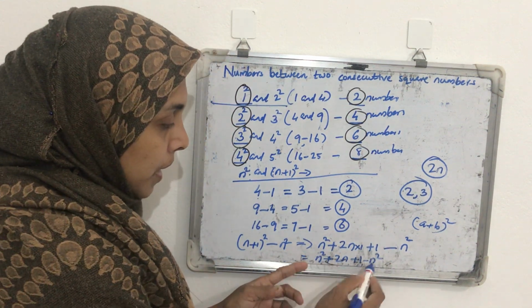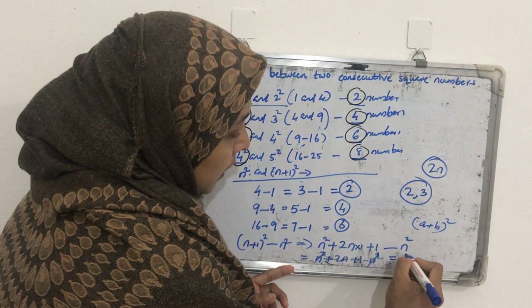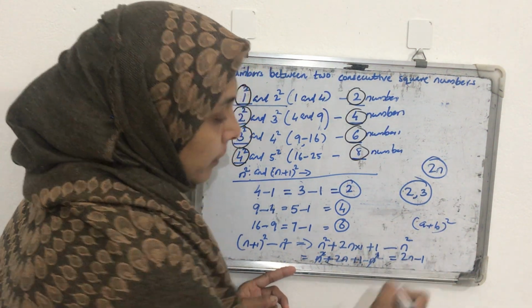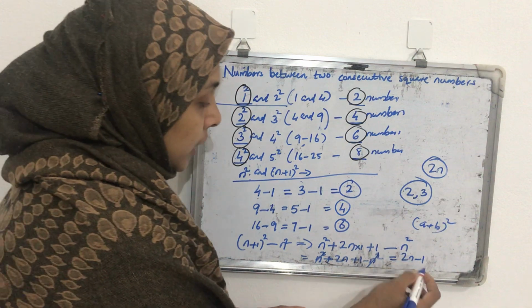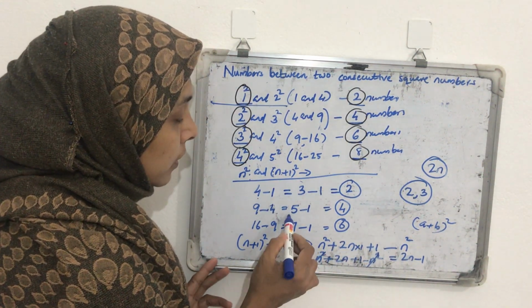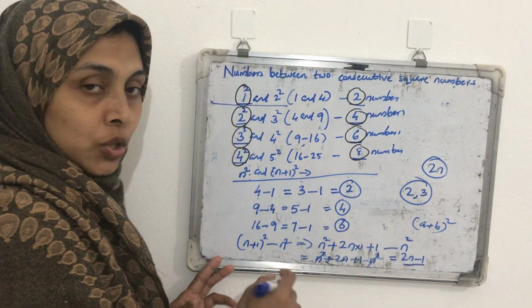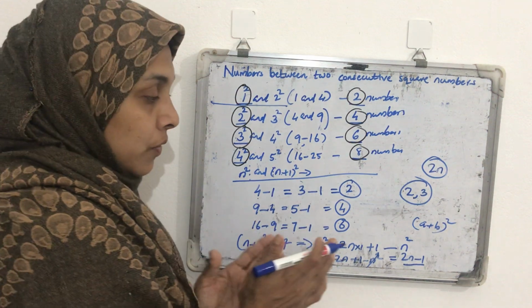And n square and minus n square we can cancel. So here we will get 2n plus 1. Instead of getting 5 minus 1, here we got 2n plus 1. So what will be the exact number in between those two?